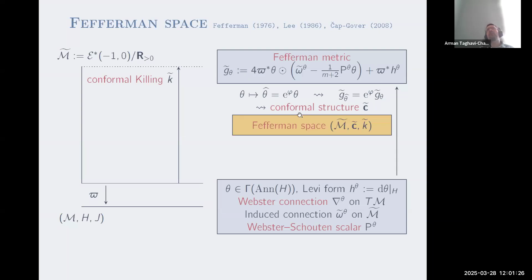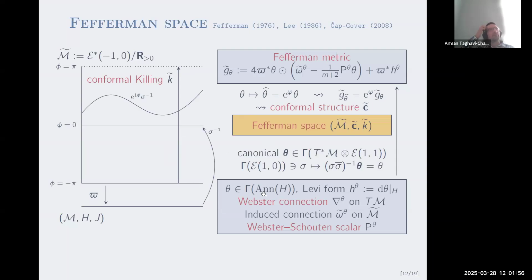So we have a conformal structure from a CR structure. In addition, we have a conformal Killing field, which I call K tilde, which generates the circle fibers of this manifold. And I will call the triple (M tilde, C tilde, K tilde) the Fefferman space.